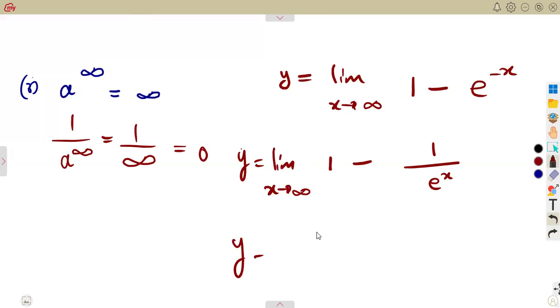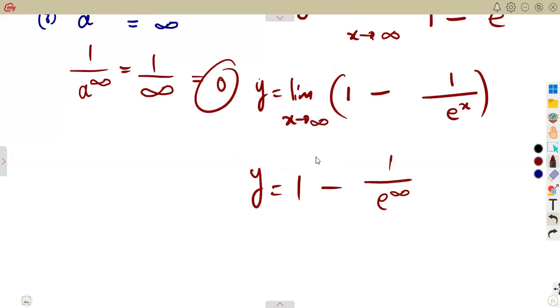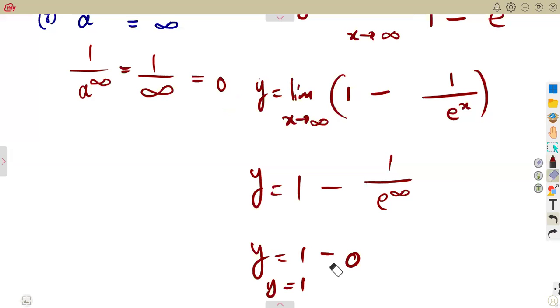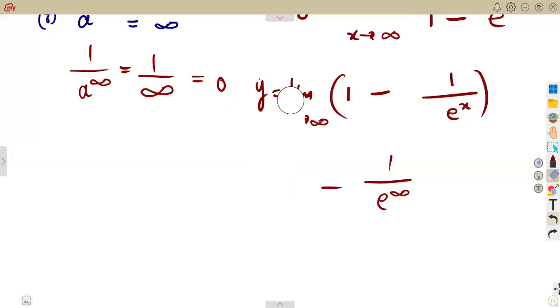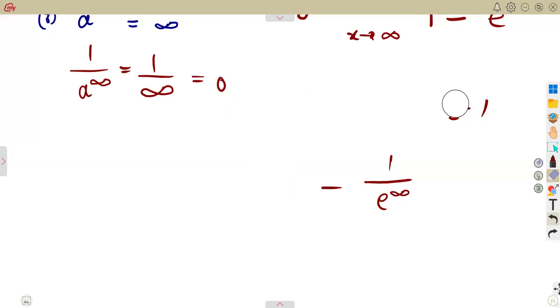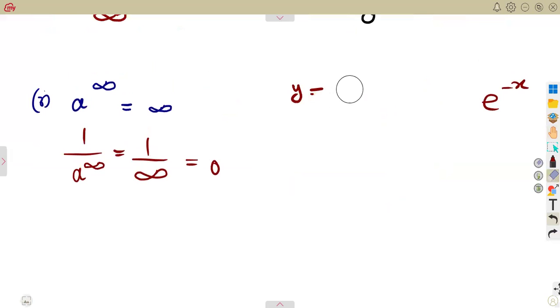So y is going to be equal to 1 minus, you substitute in place of the x there. So it's going to be 1 over e to the exponent of infinity, which is the same condition that we had of obtaining 0. So that's 1 minus 0. And 1 minus 0 is equal to what? Is equal to 1. So y is equal to 1 when this x that we are given approximates to infinity. From there, we can simplify using that concept.